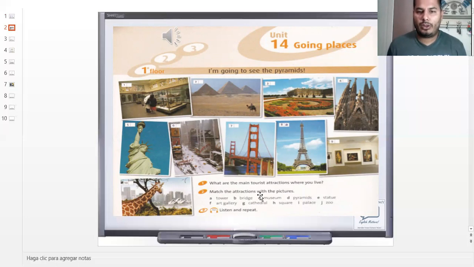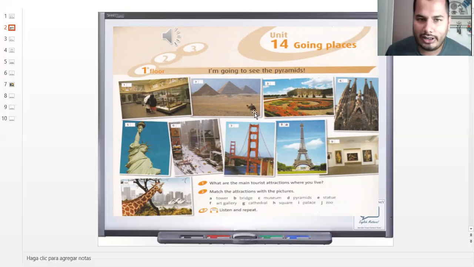So we have the words in here. The first one, tower. Tower is completed here, is number 8. Tower is number 8. Good. Bridge, bridge. You have San Francisco Bridge in here, look. So number 7 is bridge. Museum. Museum is letter C, and the museum in the numbers should be number 1. That's a museum, okay? We continue with pyramids. Pyramids are number 2.